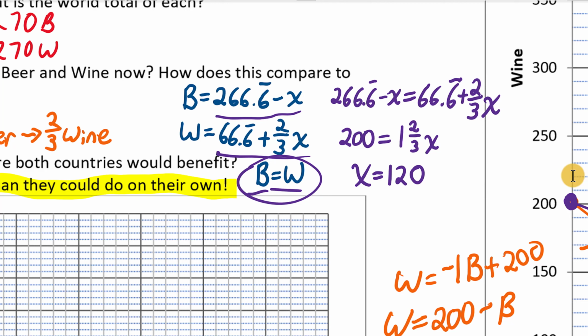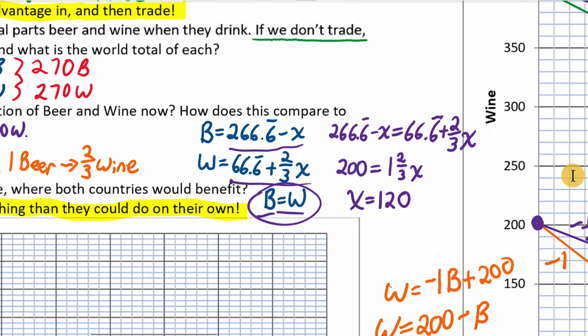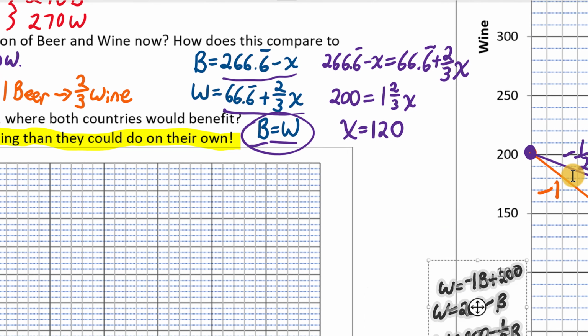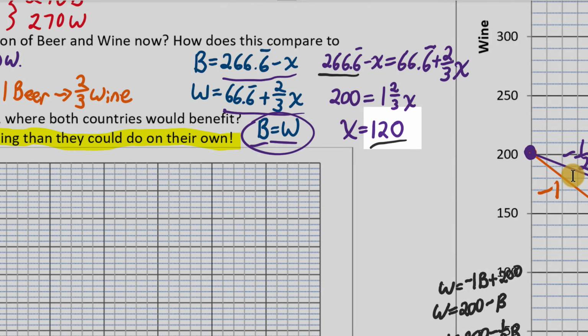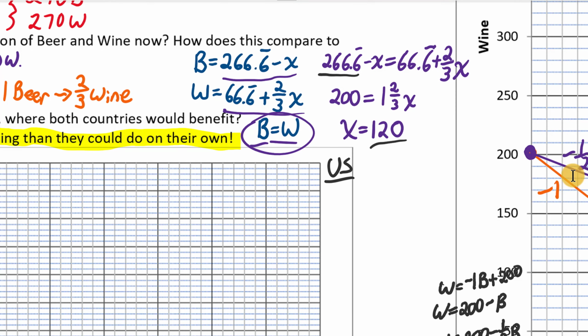They're going to get 2/3 of that. And 2/3 of 120 is 80. So here is our conclusion as to how this is all going to work out. The United States is going to start off with 266 and 2/3 barrels of beer. They're going to trade 120 barrels. That leaves the U.S. in the end with 146 and 2/3 barrels of beer. They're going to trade 120 barrels of beer and get 80 barrels of wine in return.